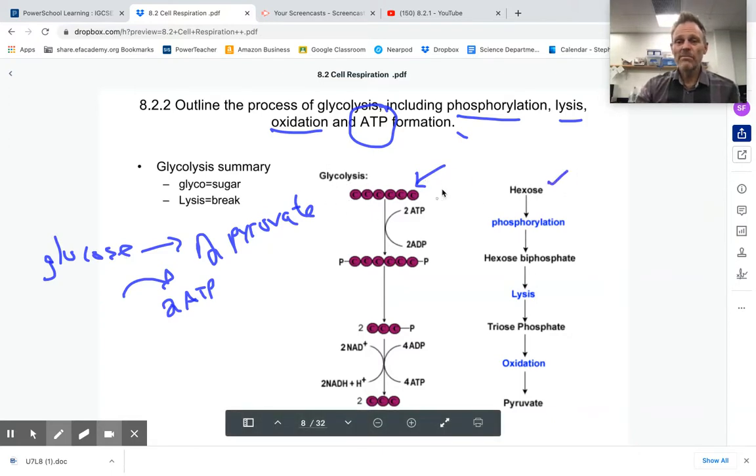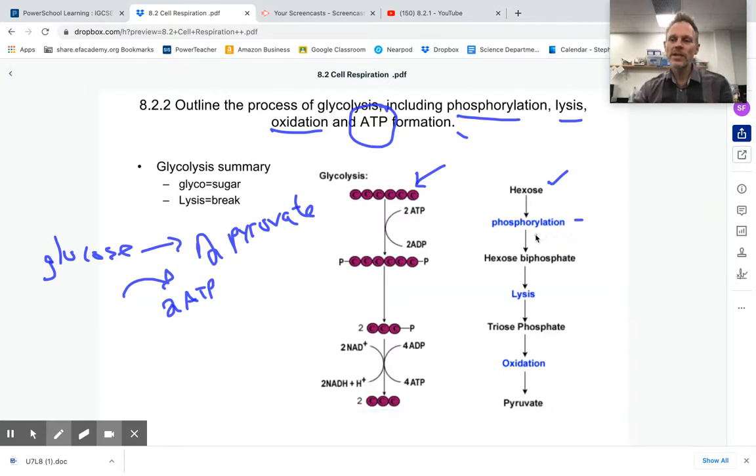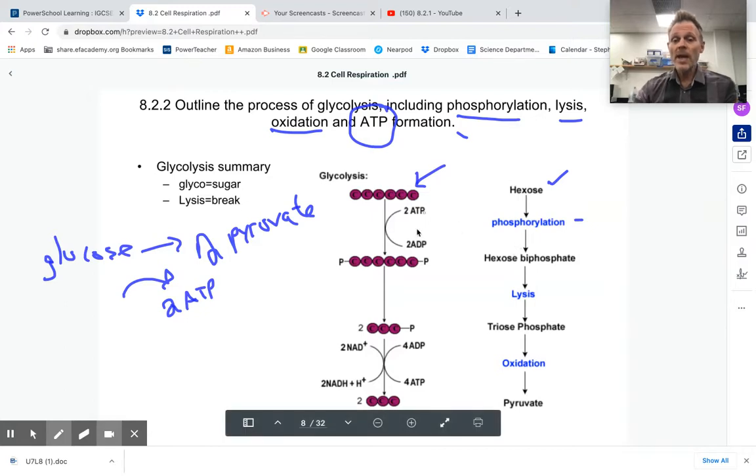So now this hexose molecule has 2 phosphates added onto it. So phosphorylation, if you want to think of this, is just phosphating it. It's not a verb, but if you want to think of adding phosphates onto something, we use this word phosphorylation. So what are we adding the phosphates to? We're adding them here. We've added phosphates to each side of our hexose sugar.